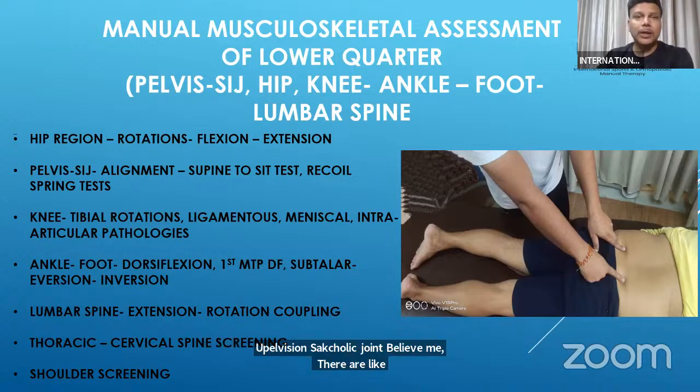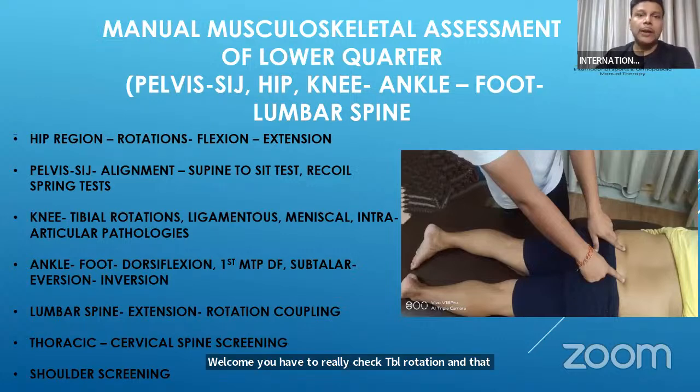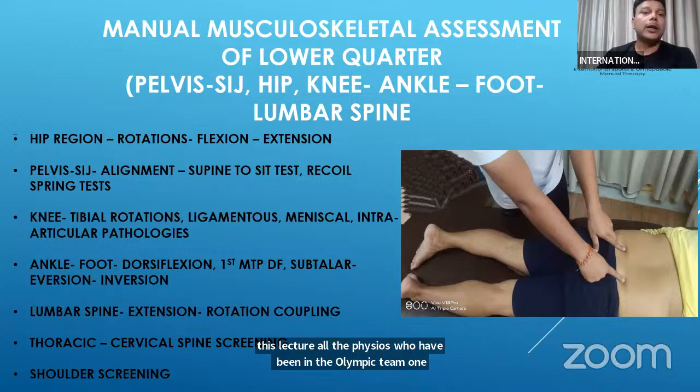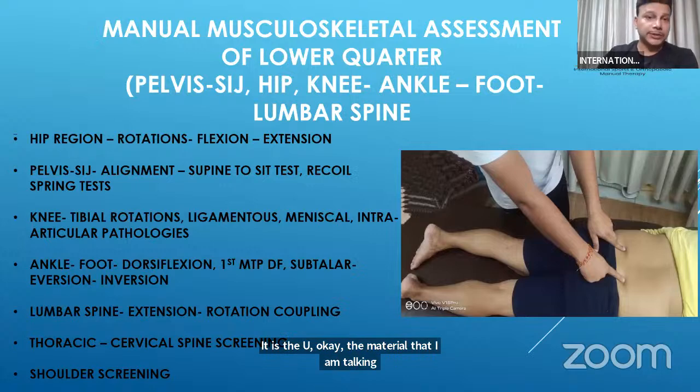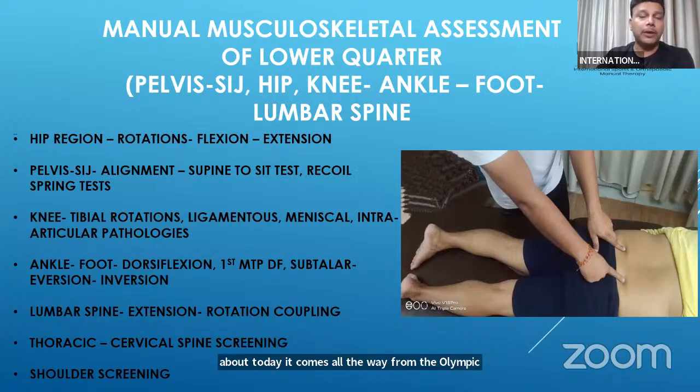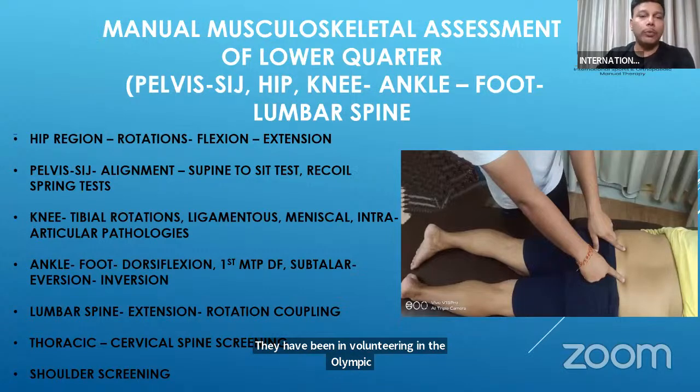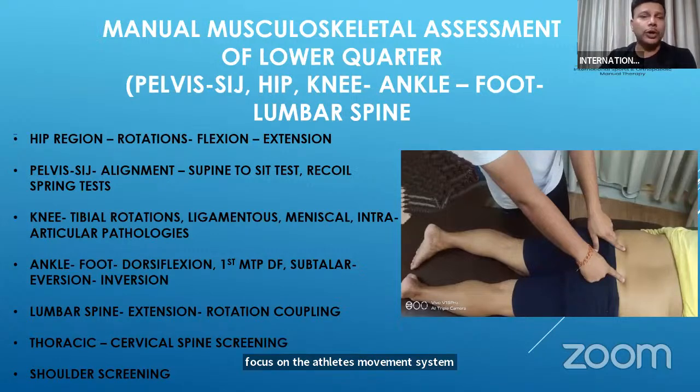When it comes to knee pain, you have to really check tibial rotation, and that is what the athlete movement system is. Believe me, the reference I have got from this lecture, all the physios who have been in the Olympic team, whether it's the US or Chinese, the material that I'm talking about today comes all the way from the Olympic physios. They have been volunteering in the Olympics with the Chinese and the US, and they really focus on the athlete movement system. So when it comes to knee pain, I will definitely check the patient's tibial rotation. I'll quickly show you how to do that.